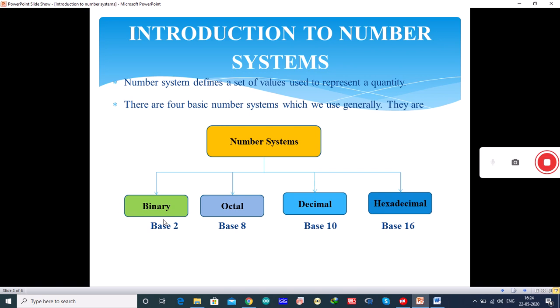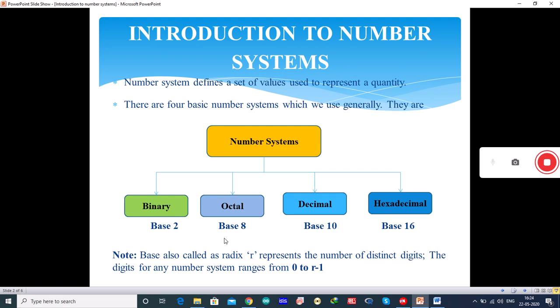Now, I said that binary has base 2, octal has base 8, etc. So, what is this base? Base is also called radix, and because radix starts with R, the base is written as R. This base tells us how many distinct digits we have in a number system. Remember that any number system ranges from 0 to r minus 1. The digits start from 0 and end at r minus 1.